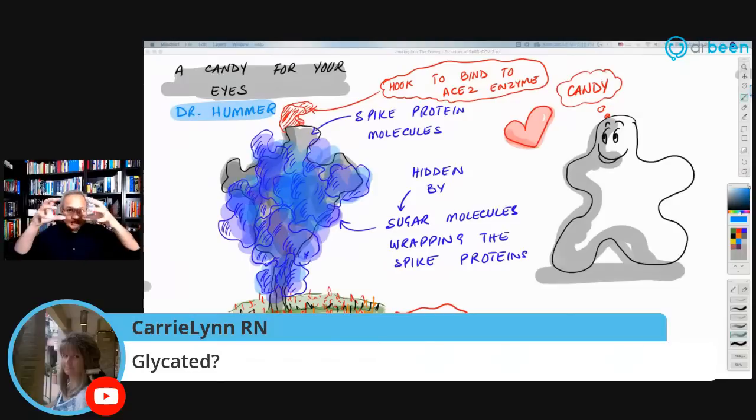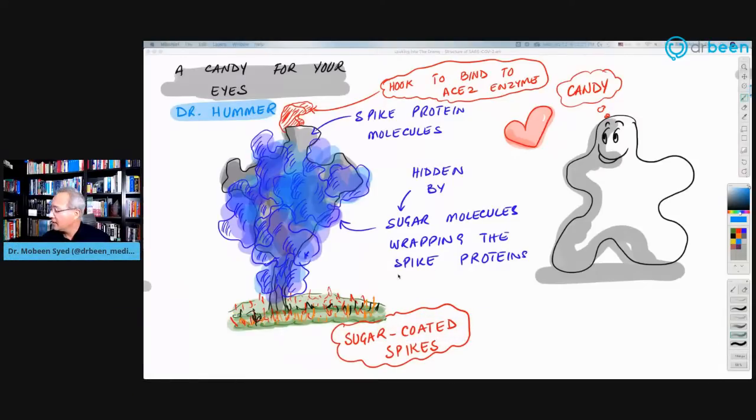So Caroline says glycated. Yes, so this spike protein, which is a protein, is wrapped in glycated. It is glycated, or it has glucose on it. So back here, and this is exactly correct.